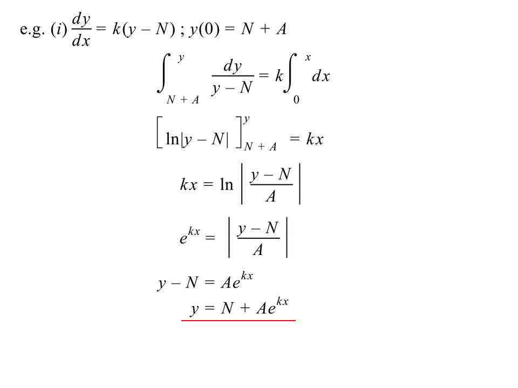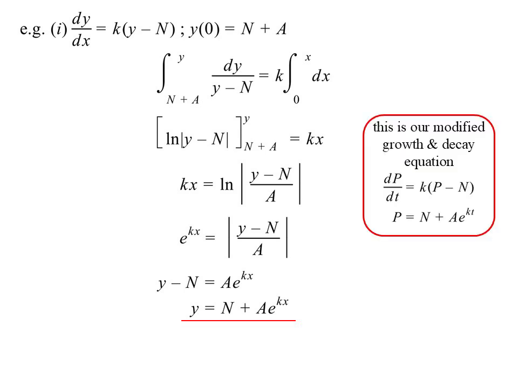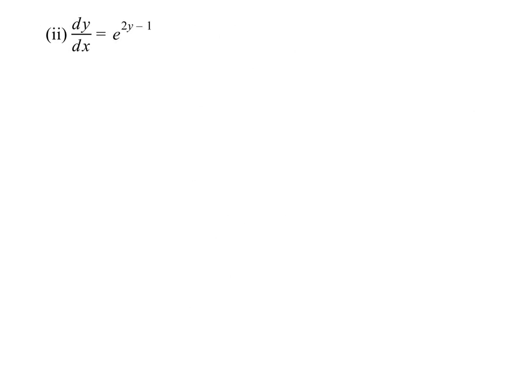Now hopefully that looks familiar to you, because that was our growth and decay equation, you'll recall from, I think it was last year we looked at that, wasn't it? Rate of change. And remember we said, oh well, the solution to this, dp/dt is equal to some constant times p minus n, turns out to be p equals n plus ae to the kt, and that's where it comes from.